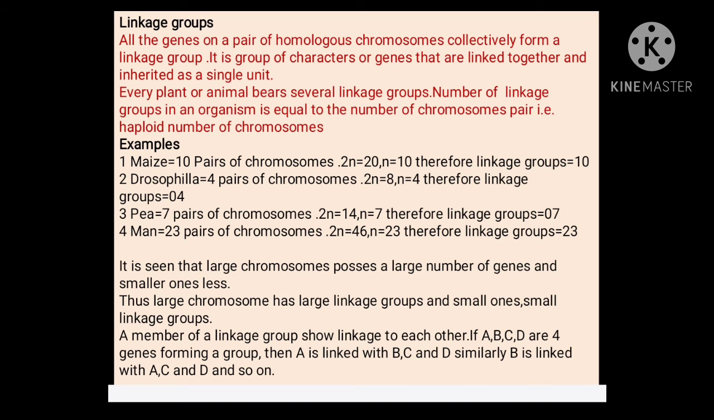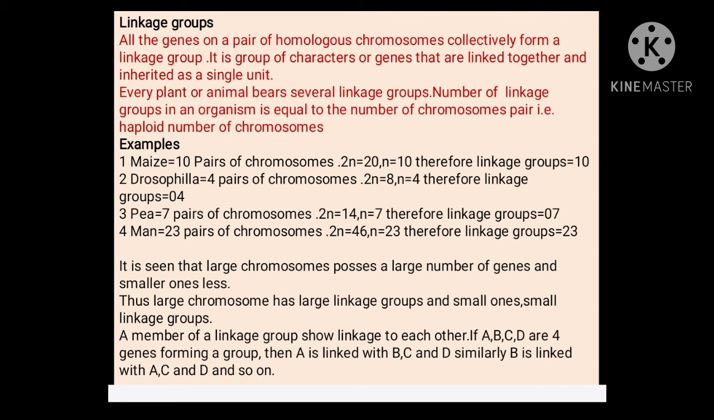After completion of the definition, we will see the linkage groups. All the genes on a pair of homologous chromosomes collectively form a linkage group. It is a group of characters or genes that are linked together and inherited as a single unit. Every plant or animal bears several linkage groups. The number of linkage groups in an organism is equal to the number of chromosome pairs, that means the haploid number of chromosomes.